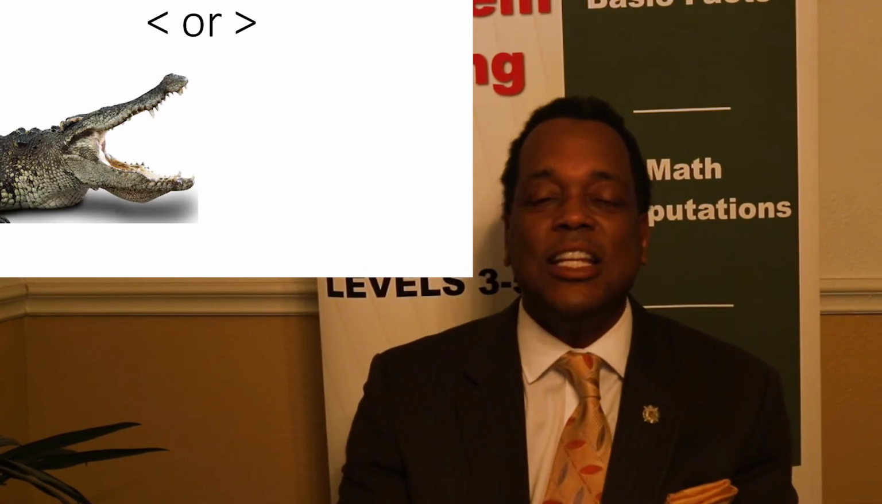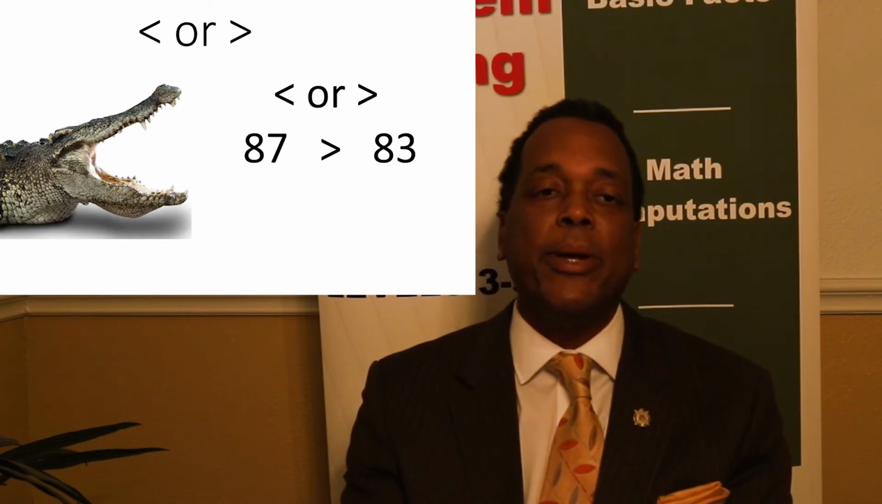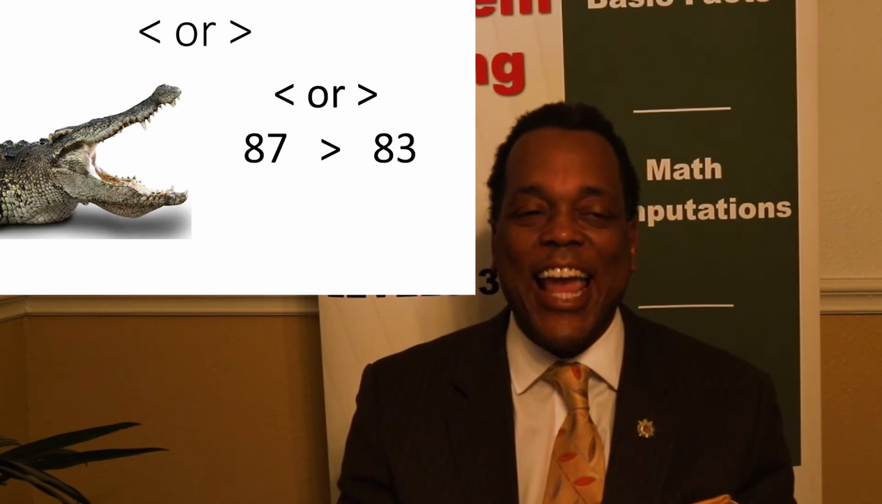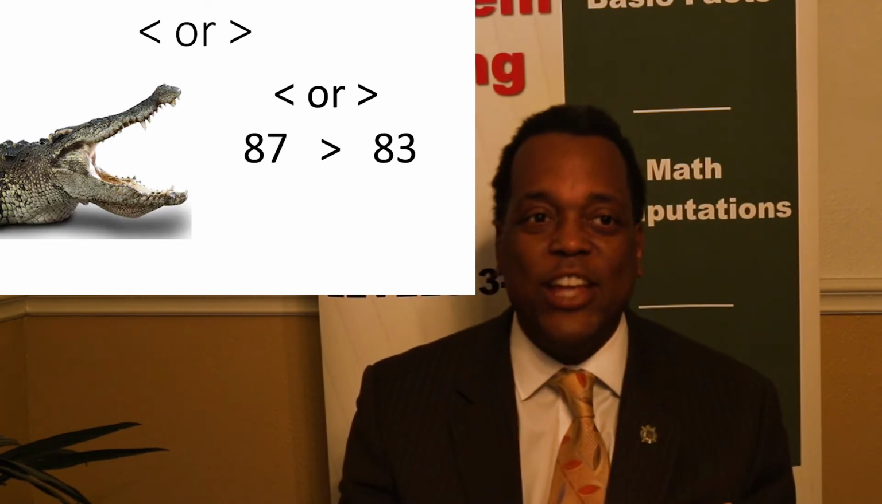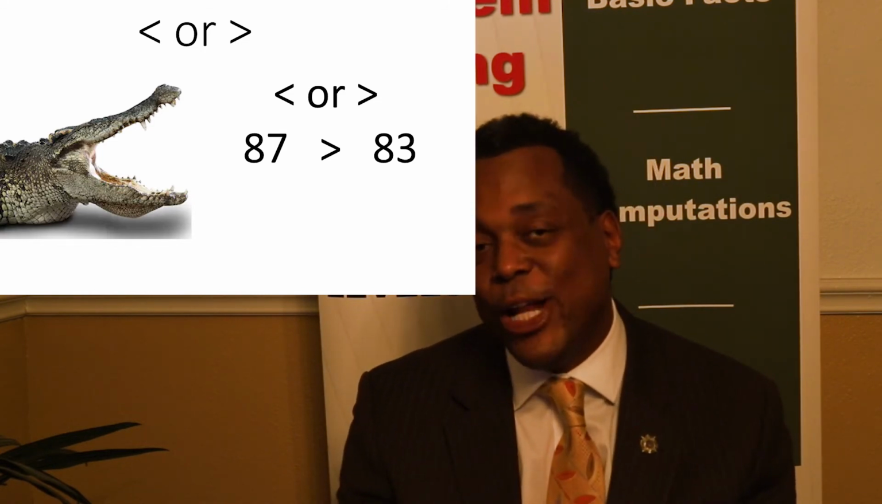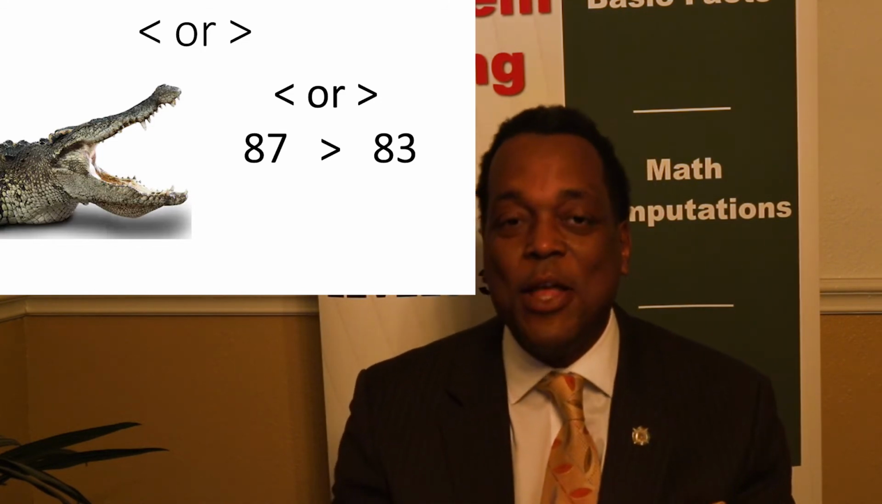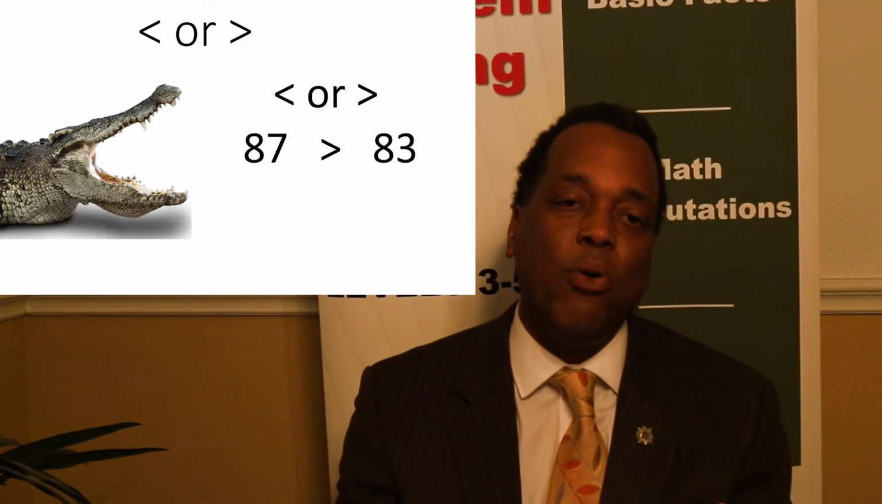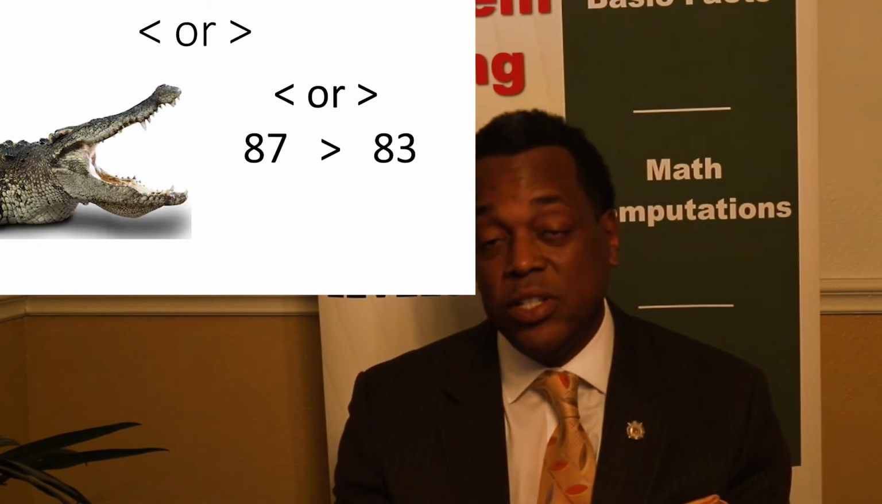Now, let's focus on these two numbers that we're comparing right here, 87 and 83. Is it greater than or less than? You see that the alligator mouth is going to be eating the bigger number, and it is going to be pointing at the smaller number, which is 83.